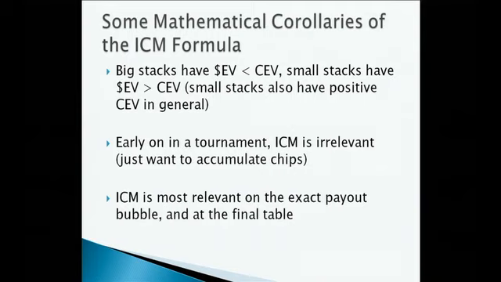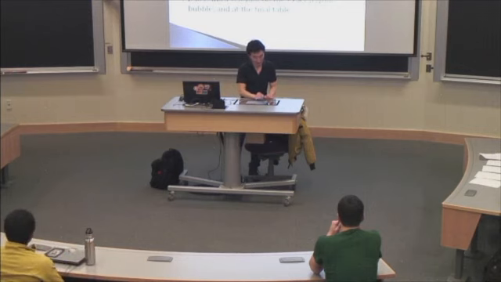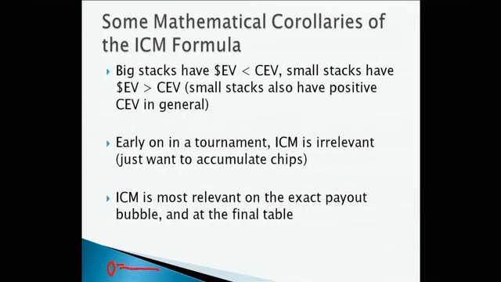So where's ICM most relevant? It's most relevant on the exact payout bubble and on the final table. Roughly speaking, in every poker tournament I've seen, other than strange ones that are winner takes all or satellites, the payout looks roughly like this. It's 0, and once you hit about the top 20%, that's the bubble. Then there's a jump here where suddenly you get paid. So about 80% get 0. Then there's a jump, and then it escalates slowly until you get to the final table.